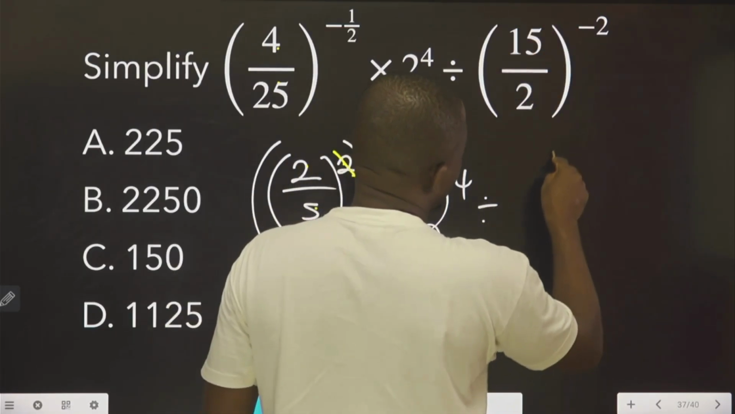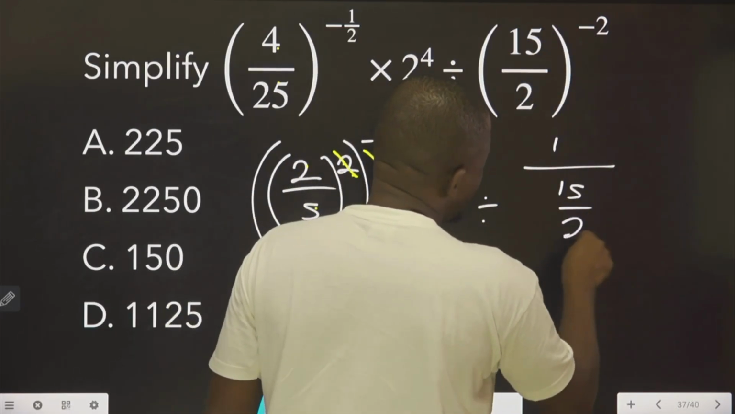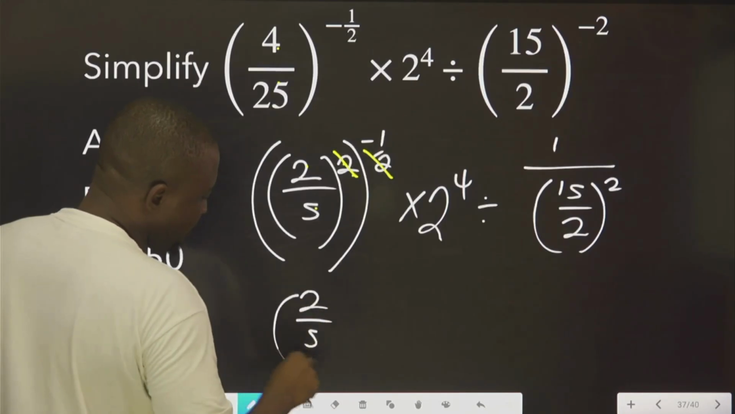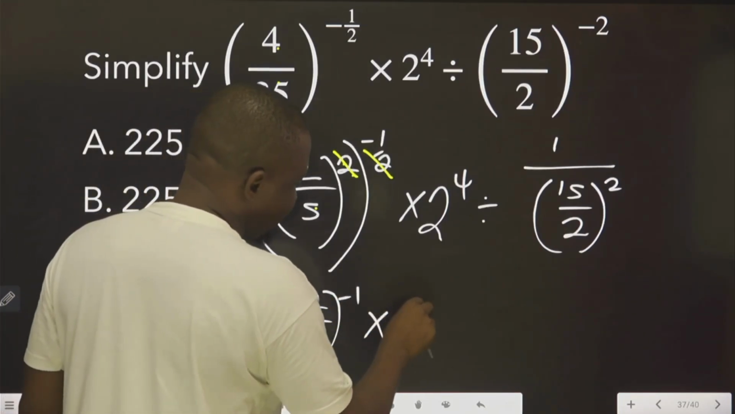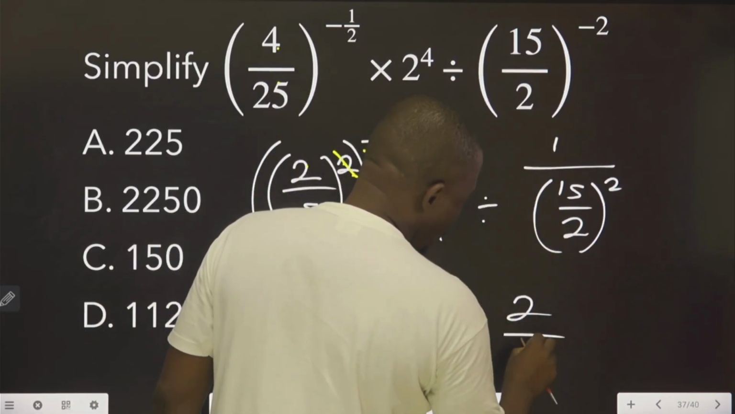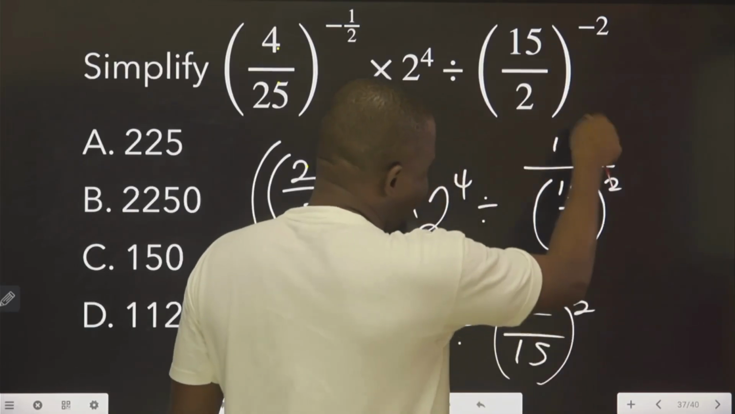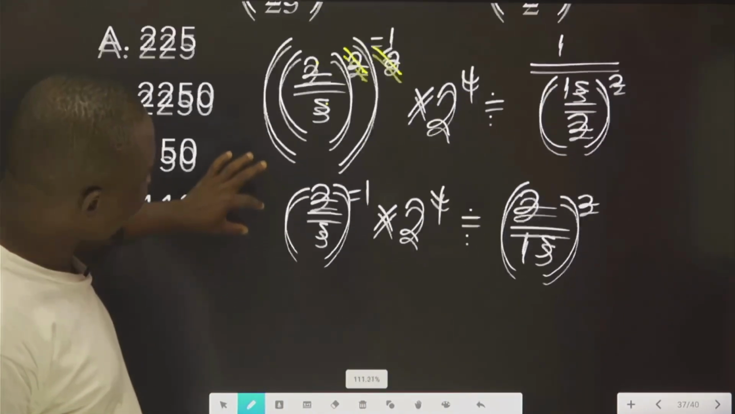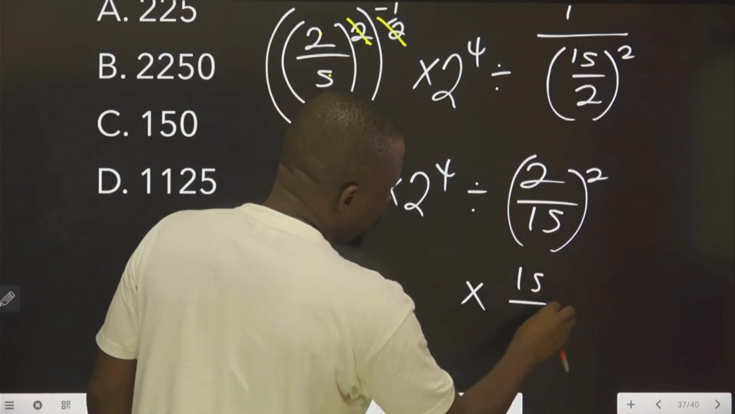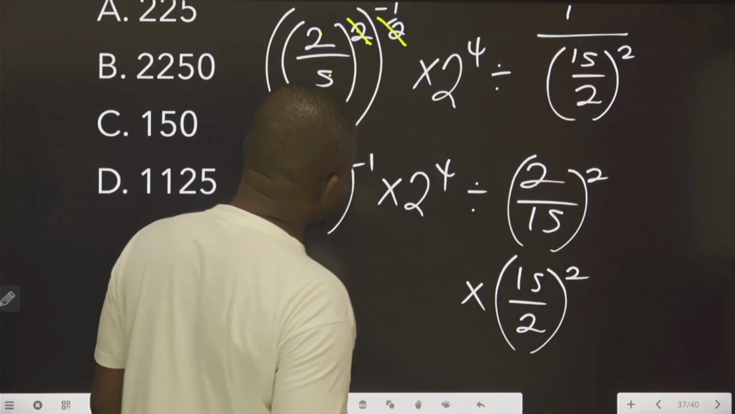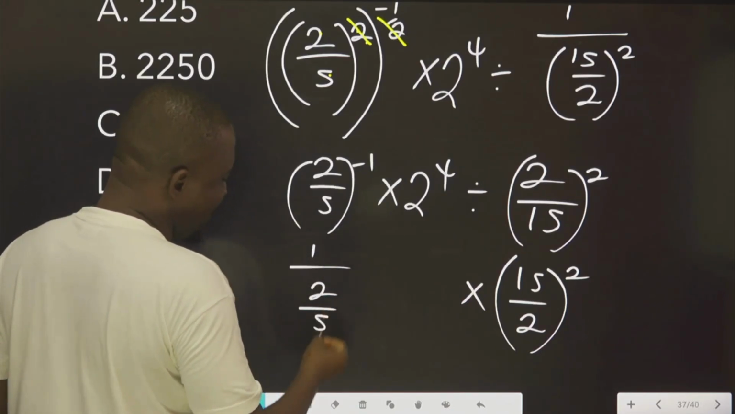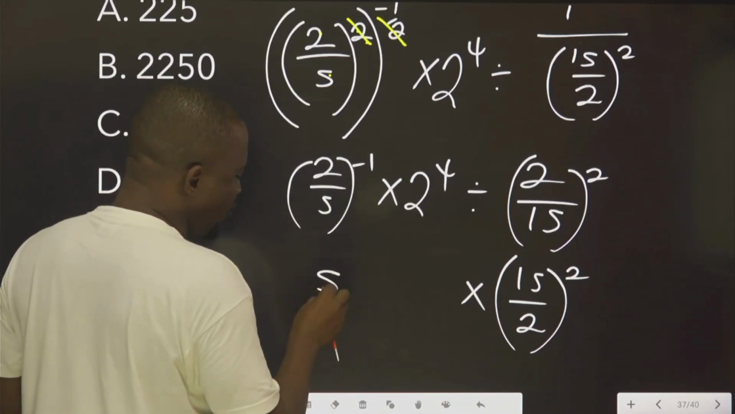This one simply means what? 1 over 15 over 2. So now, this minus 1 is remaining for this, after everything. What is this? This can also be written as 2 over 15, just to get rid of this 1 over. After that, you know what to do now. If I want to put times here, I will say 15 over 2. I will flip it. Still retain this. What is this 2? This is 1 over. It means 1 over 2 over 5, which you can flip to have 5 over 2.